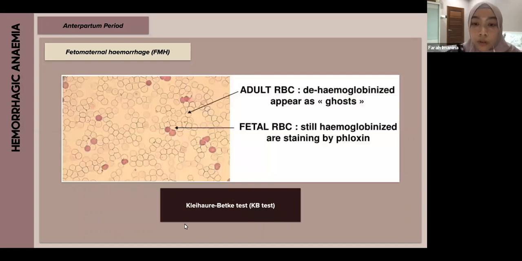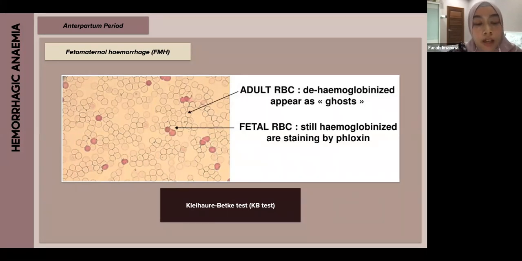We must remember that fetal RBC have HbF, while adults have HbA, and it is more difficult to remove HbF compared to HbA in the RBC. So when we stain the cell, the mother's RBC will appear clear, or we call this a ghost cell, because there is no HbA inside the RBC. However, for the fetal RBC, since the HbF is difficult to remove, when we stain, the RBC will appear pink.